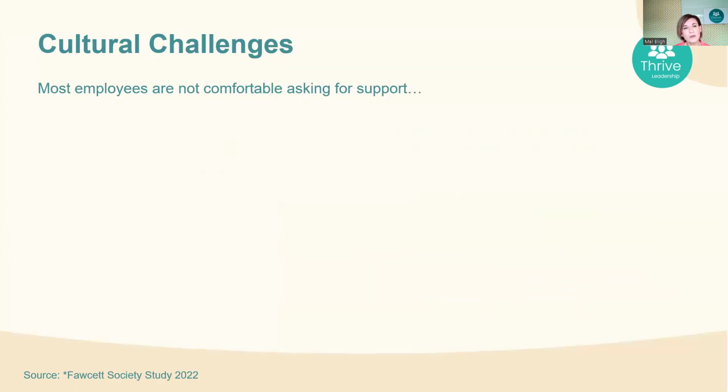I think a lot of the work we do at Thrive is around trying to create a culture of support, a culture where we've got psychological safety so that people can be open and honest and ask for assistance if they want it. And that's a really important if, because not everybody will want to ask for support. What we know, though, from current data from the Fawcett Society is that a lot of colleagues are not comfortable asking for support.